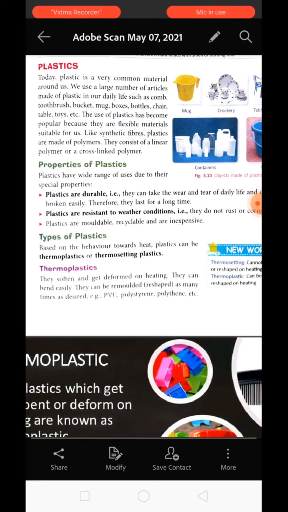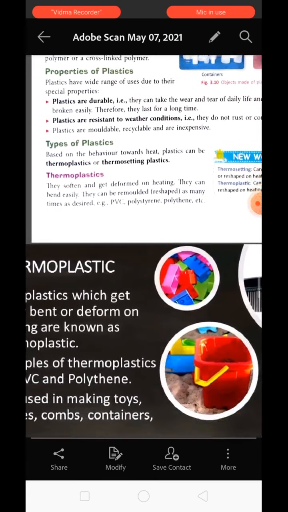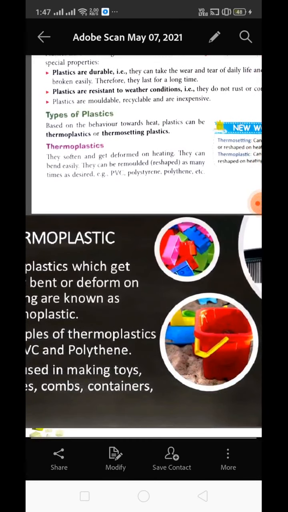Now plastics are moldable, recyclable and inexpensive. They are cheaper, and they can be molded into any shape. They can be recycled as well. It means by using old plastic material we can make a newer one. Understood? Now next is types of plastic.